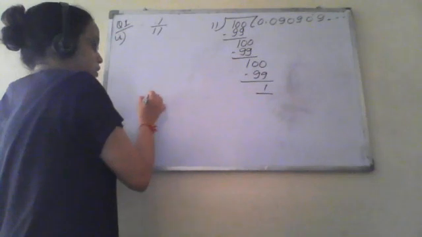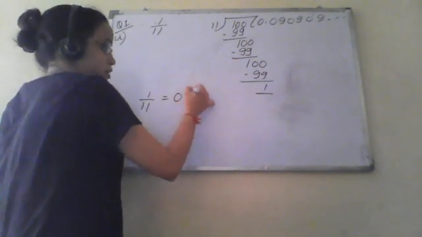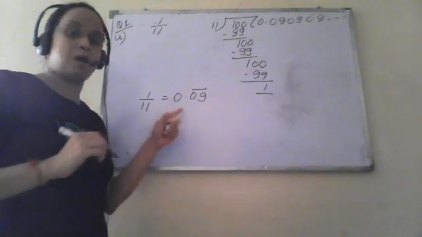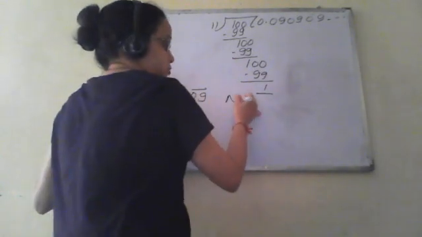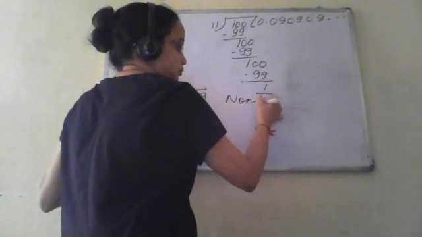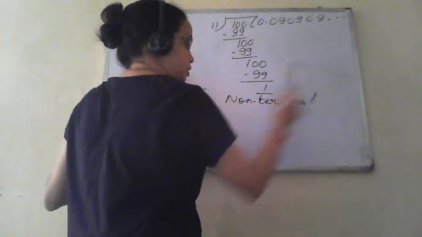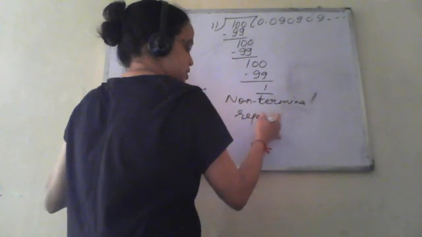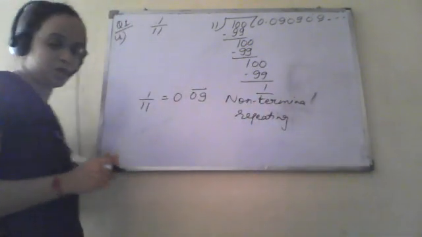So 1 upon 11 can be written as 0.09 bar. That means 09 is repeating. So it is a non-terminating and repeating decimal expression.